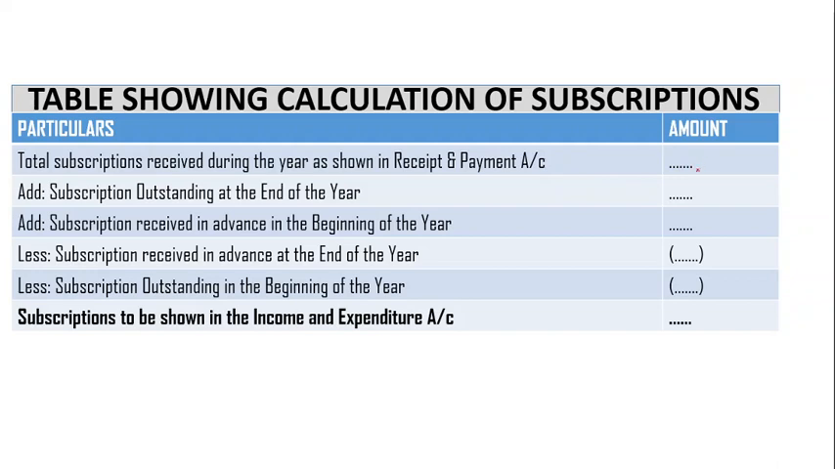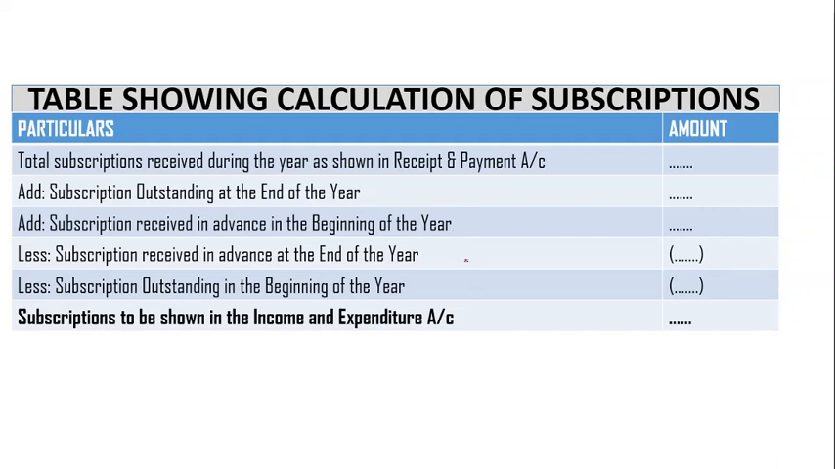So understanding this calculation in tabular form, if you see, receipt and payment account, the amount whatever is given in your receipt and payment. So what you have to add is the ending outstanding. Why? The reason is very clear, this is of the current year. Advance in the beginning, advance means last year's advance which you have received, again of the current year, so these two are to be added.